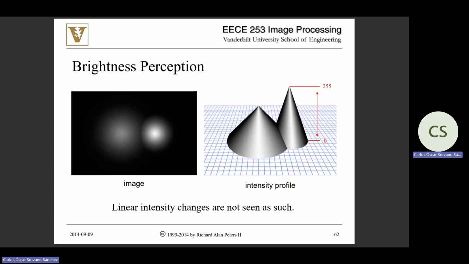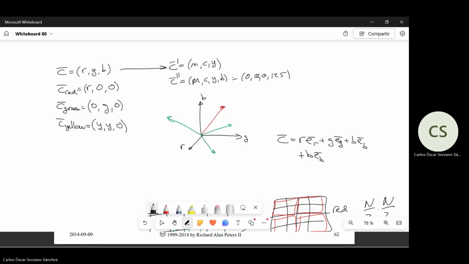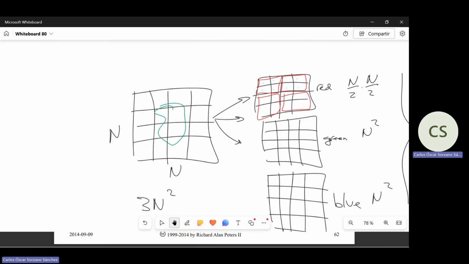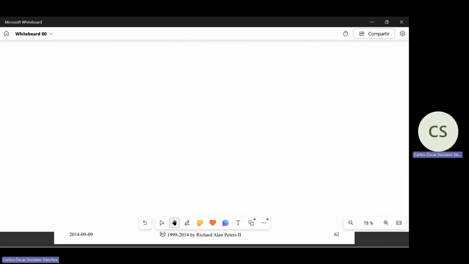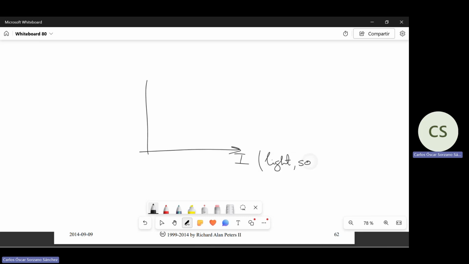But in general, we don't perceive in a linear scale, but in a logarithmic scale. So this is the intensity of light, and this applies also to sound and all that. So light and sound. So this is the response of our senses. It tends to be something like this.